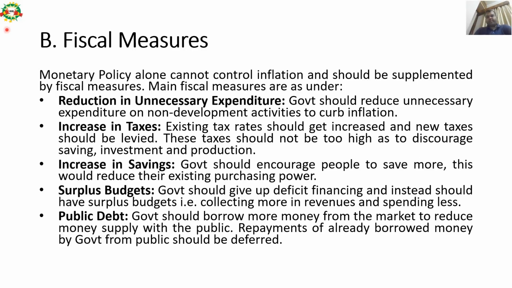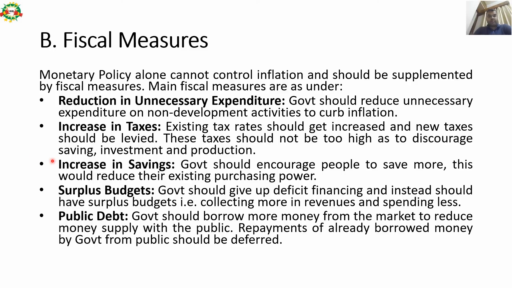So after monetary measures, the next set of measures is physical measures. Monetary policy alone cannot control inflation and should be supplemented by physical measures like reduction in unnecessary expenditure. Government should reduce unnecessary expenditure on non-development activities to curb inflation. Then increase in taxes. Existing tax rates should be increased and new taxes should be levied. These taxes should not be so high as to discourage saving, investment and production also, please remember.